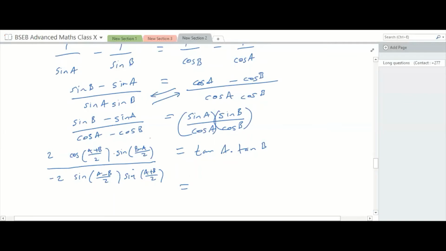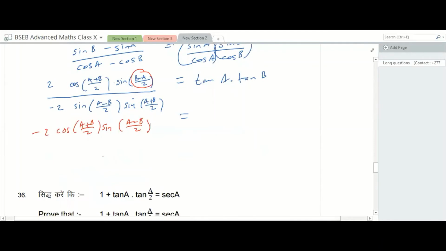So what I was saying was that if you take out a negative here, because we need to cancel out the 2's with the negative, so what we can say is 2 cos (A plus B) over 2, the minus of course sine of (A minus B) over 2, all over minus 2 sine (A plus B) over 2 sine (A minus B) over 2. So this one and this one cancel out, minus 2 cancel.